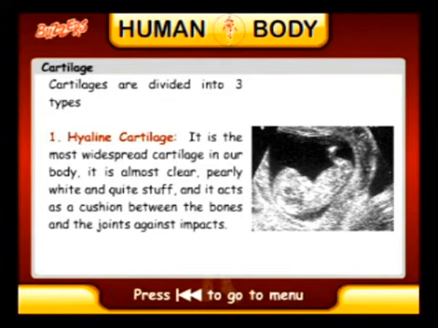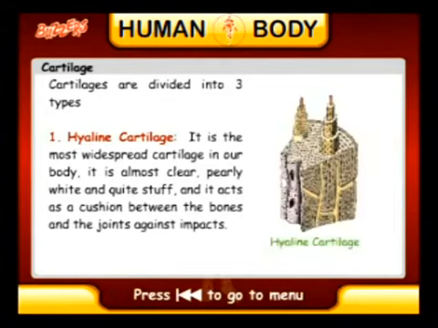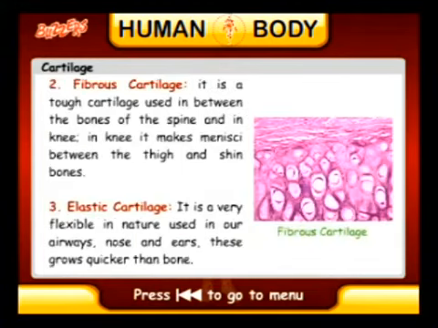Cartilages are divided into 3 types. Hyaline cartilage. It is the most widespread cartilage in our body. It is almost clear, pearly white, and quite tough, and it acts as a cushion between the bones and the joints against impacts.